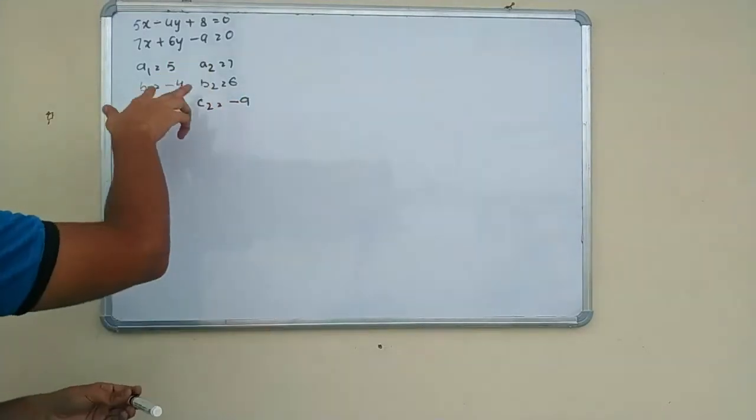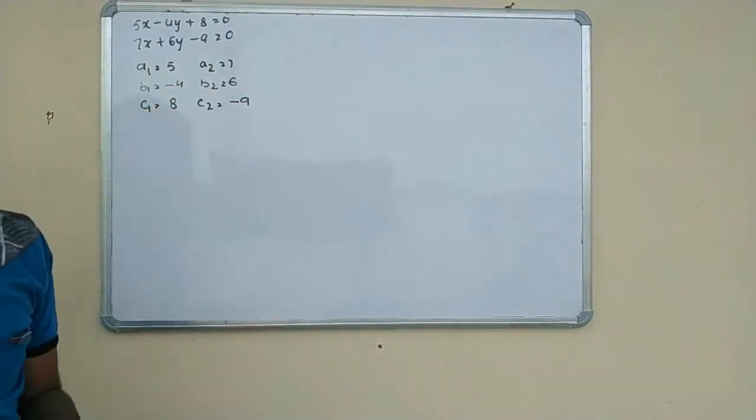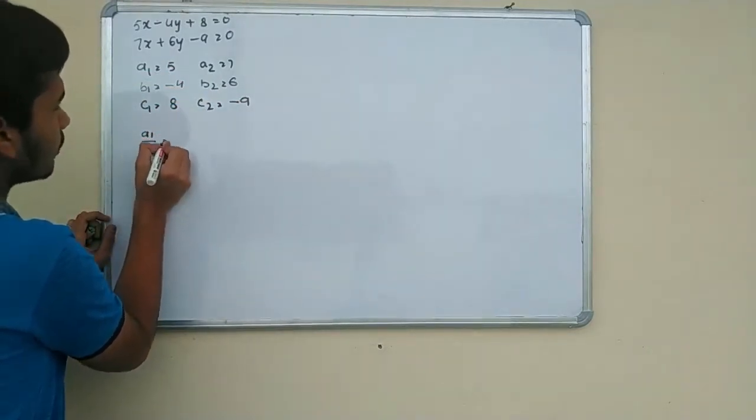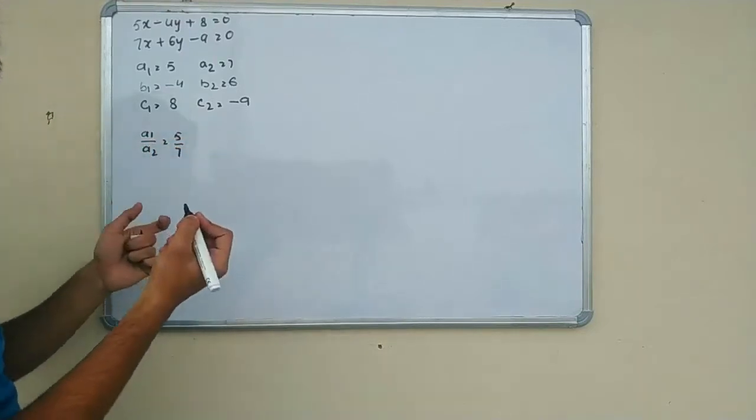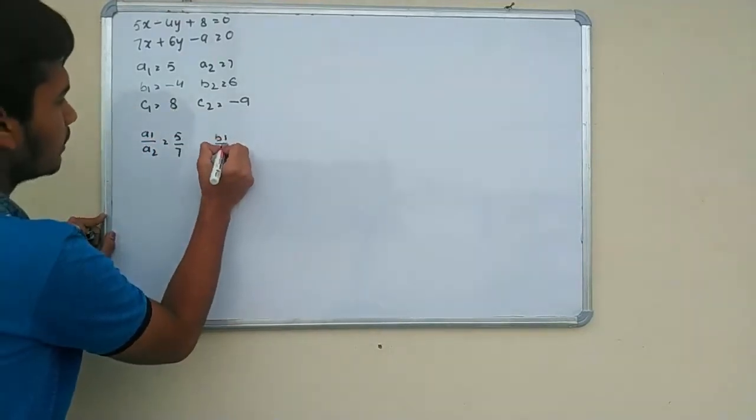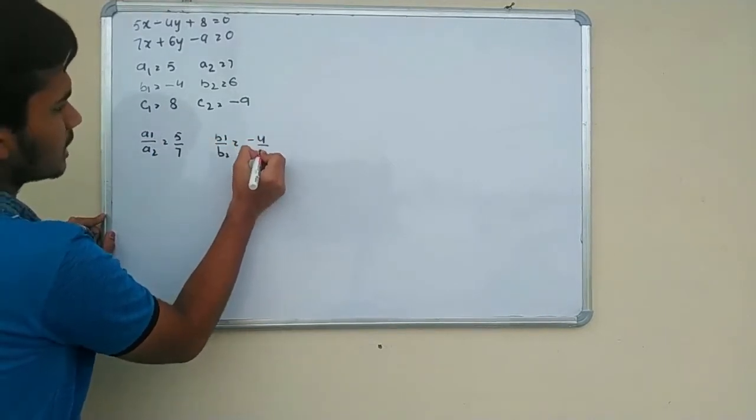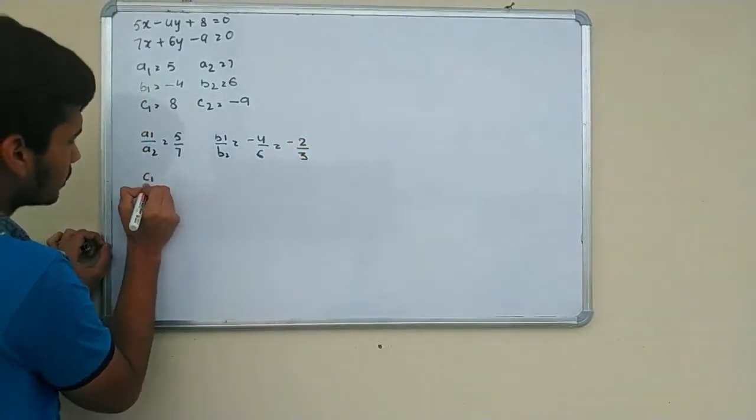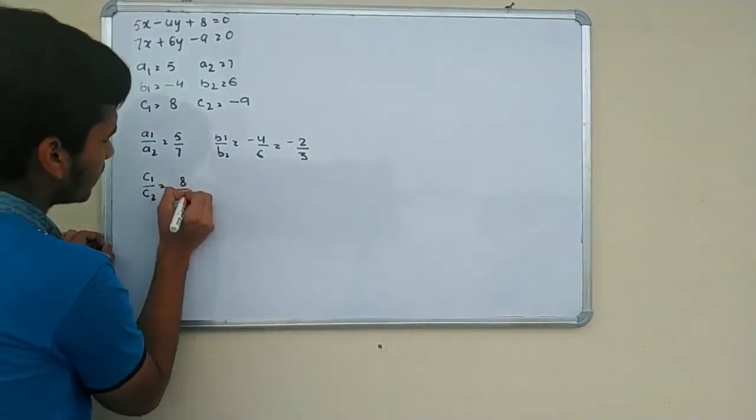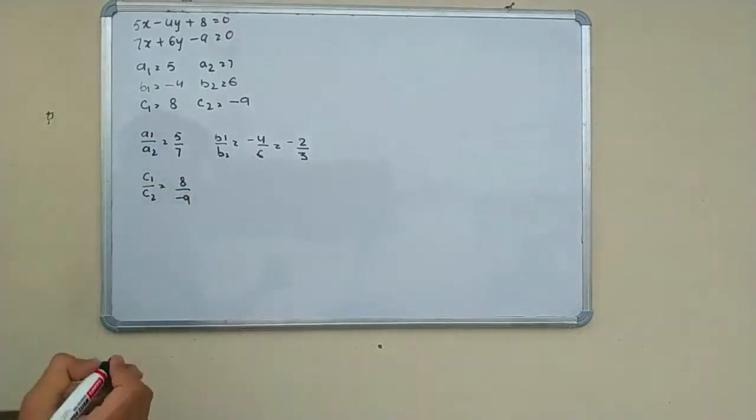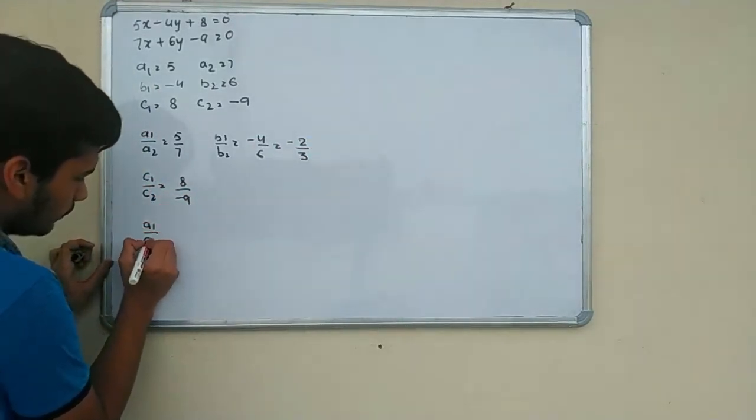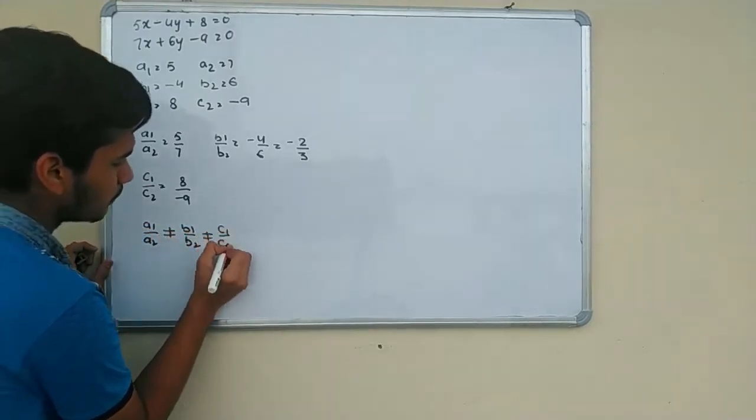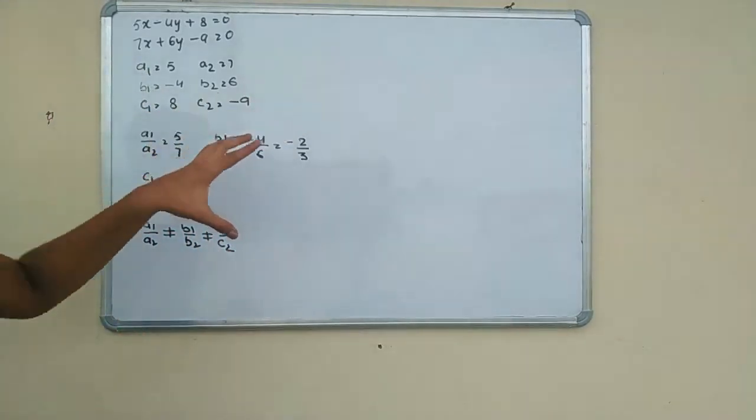Now we need to divide all of them and check whether these lines are intersecting, parallel or coincident. So here we go, a1 upon a2 is equal to 5 upon 7. They cannot be reduced further. b1 upon b2 is equal to minus 4 upon 6, that is equal to minus 2 upon 3. c1 upon c2 is equal to 8 upon minus 9, which cannot be reduced further. So as we see, a1 upon a2 is not equal to b1 upon b2, is not equal to c1 upon c2. All the three ratios are unequal.